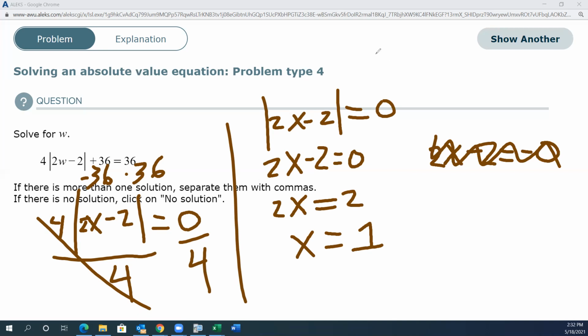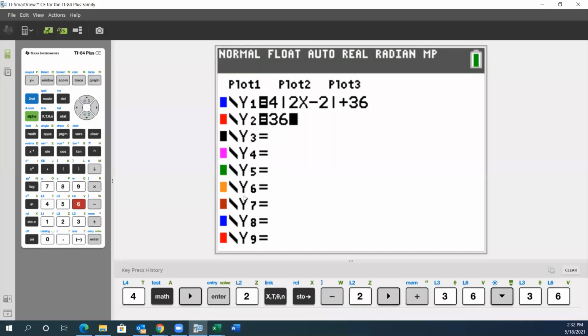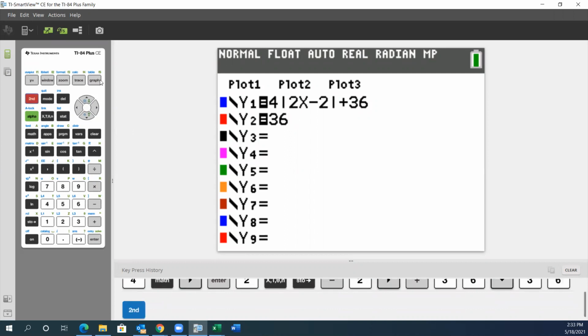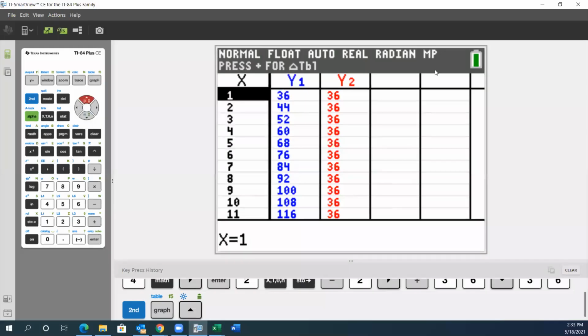So let's see how that looks on the calculator. And to do that, I'm going to plug that in for y1, plug that in for y2, and see what happens. And it looks like that. And I want to know where they're equal, where they match up. Well, I could go to the table and verify my solution. And look at that. When x is 1, the left and right sides match, and therefore x equals 1 is a solution. It's guaranteed. Okay, that's just all there is to it.